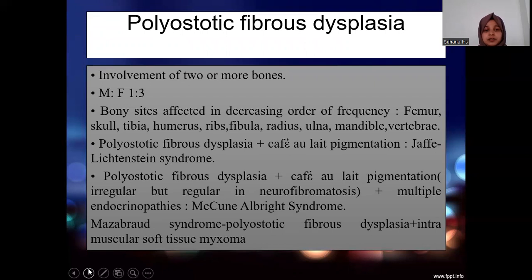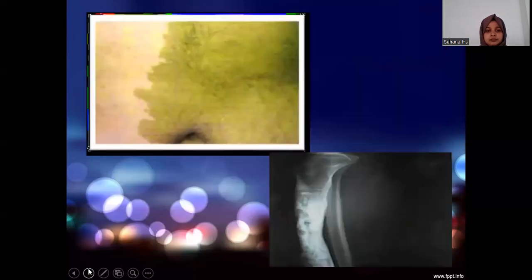If polyostotic fibrous dysplasia along with café-au-lait pigmentation is seen, we can diagnose Jaffe-Lichtenstein syndrome. Polyostotic fibrous dysplasia, café-au-lait pigmentation, as well as multiple endocrinopathy will go for McCune-Albright syndrome. Mazabraud syndrome is polyostotic fibrous dysplasia in which intramuscular soft tissue myxoma occurs along with polyostotic fibrous dysplasia.